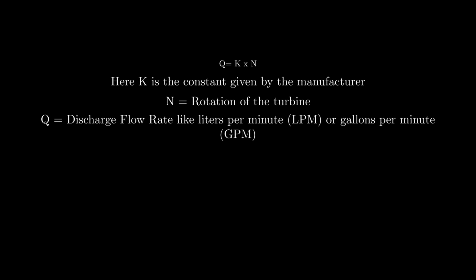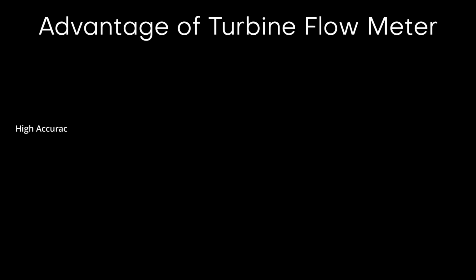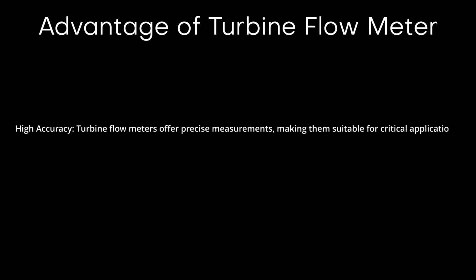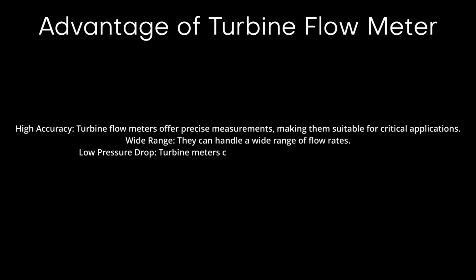Now, a question comes to your mind: what are the advantages of a turbine flow meter? So it has high accuracy. Turbine flow meters offer precise measurements, making them suitable for critical applications. Wide range: they can handle a wide range of flow rates. Low pressure drop: turbine meters cause minimal pressure drop in the system.